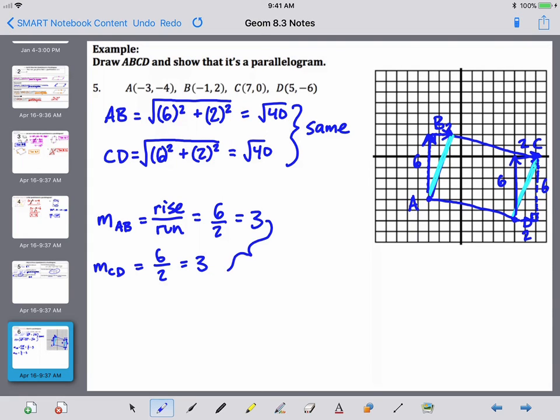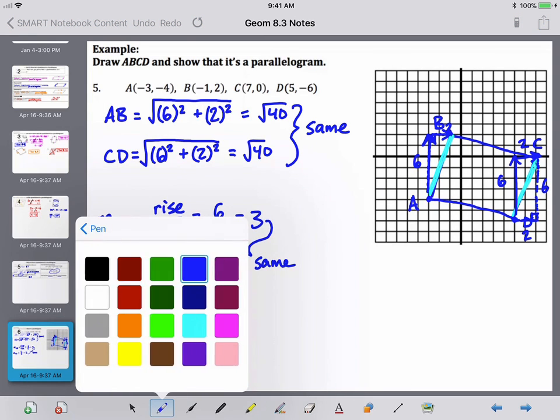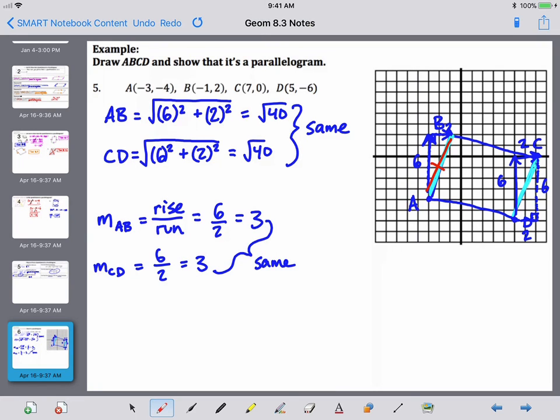So since these are the same, then we can say ABCD really is a parallelogram, because we showed that side AB is the same length as side CD, and we also showed that these had the same slope, so they must be parallel. So therefore, ABCD is a parallelogram. All right, so use those 4 theorems to show whether or not a parallelogram is really what you're looking at.